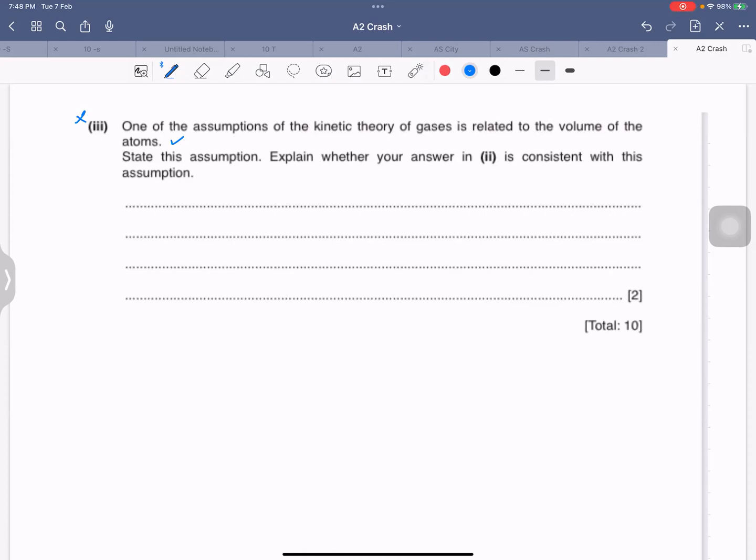Volume of atom is negligible to the volume of container. Exactly. Sir, it says the same thing I also told. No, you said volume is negligible. That's not true. You have to write it in full. Okay, volume of atoms, I meant. Yes, it means you also have to state this assumption, and explain whether your answer is consistent.